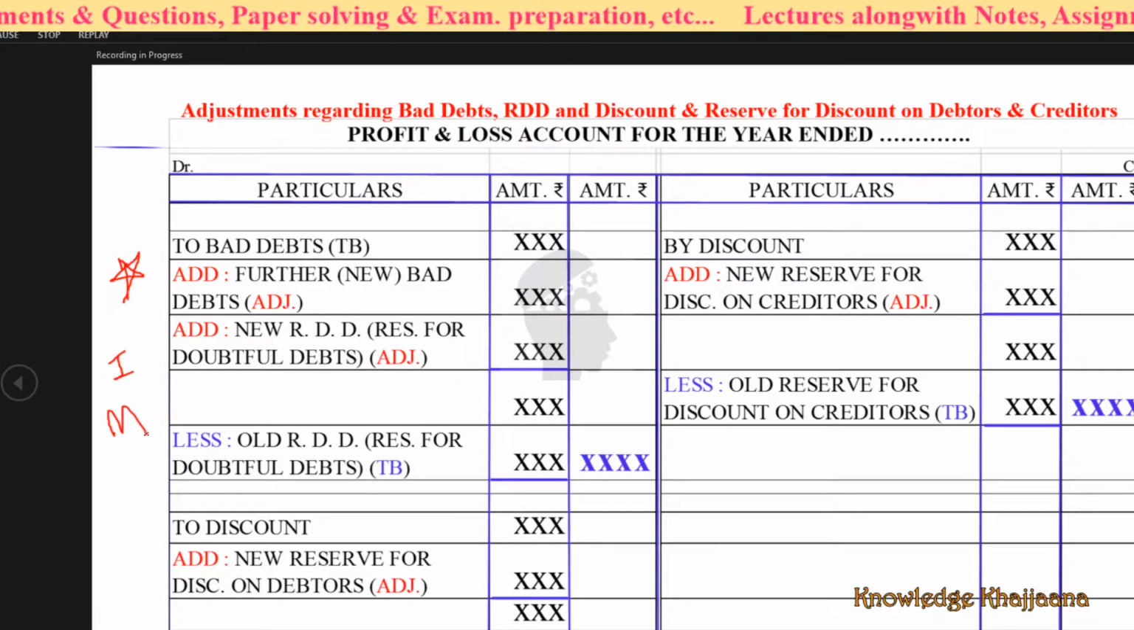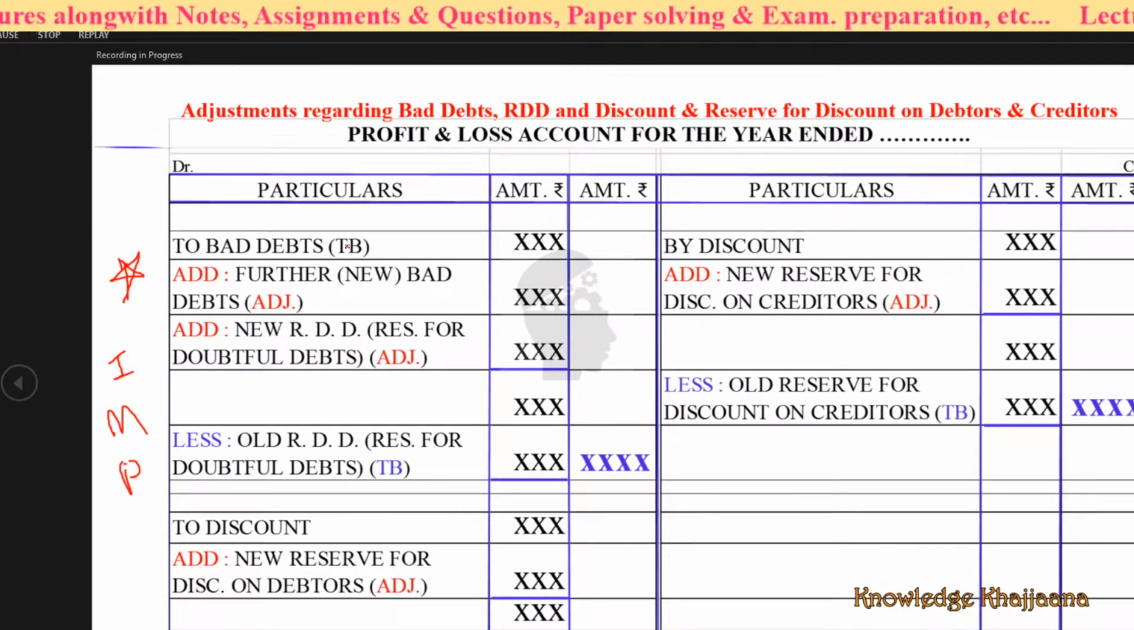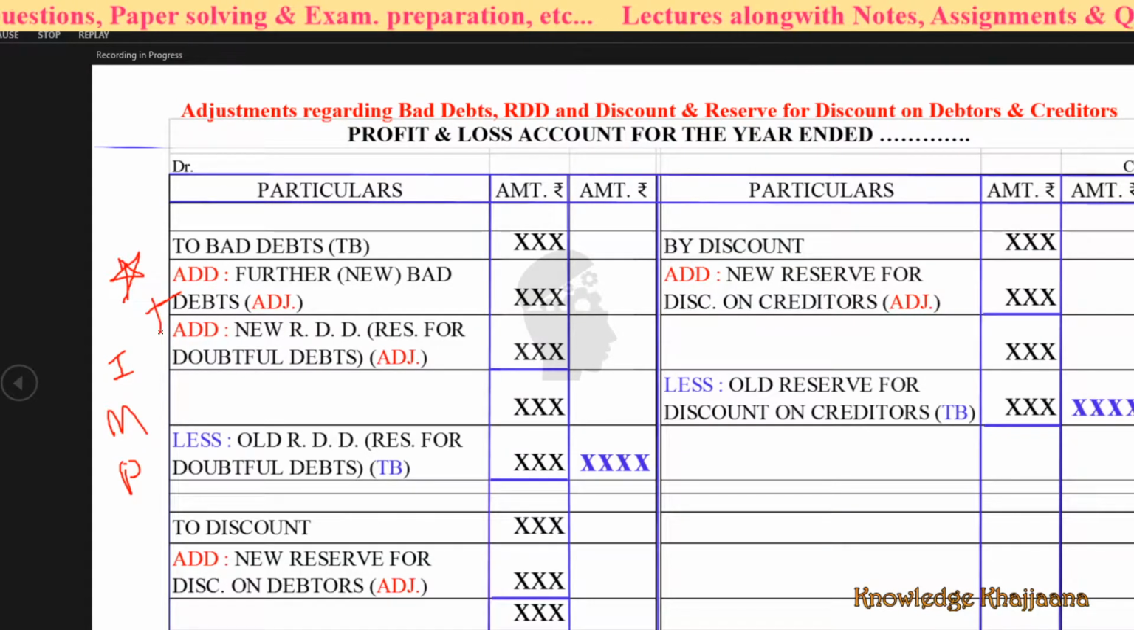These are very important adjustments. Okay, see, bad debts. Bad debts are given in the trial balance. What you have to do is add some things to the bad debts. What is added to the bad debts? These are formulas, so you have to always remember them. The new bad debts which are given in the adjustments are added. If it is given as new or further bad debts, those new bad debts are added to the bad debts.